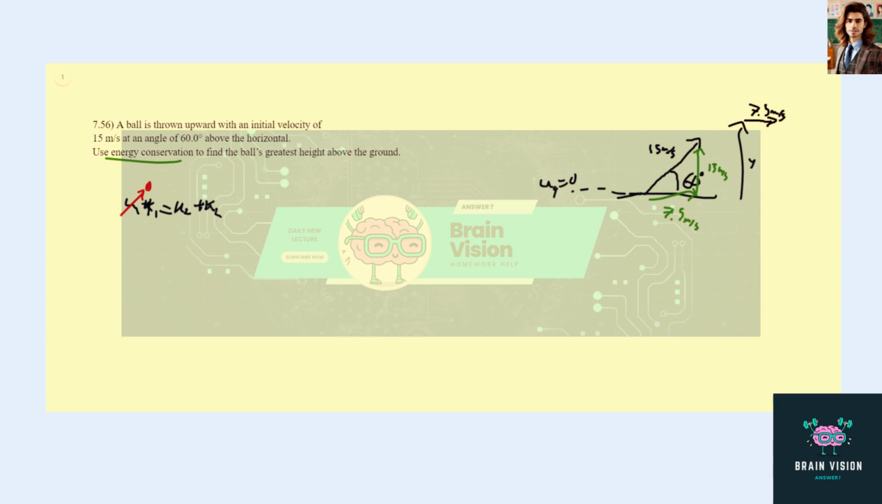K1 is just going to be regular 1/2 mv squared. Here we're going to make sure that we write V1, and this is V2. So we have V1 squared. U2, that's going to be the gravitational potential energy at y. So that's going to be mgy. This height is what we're trying to find in the end. So that's what we need to find.